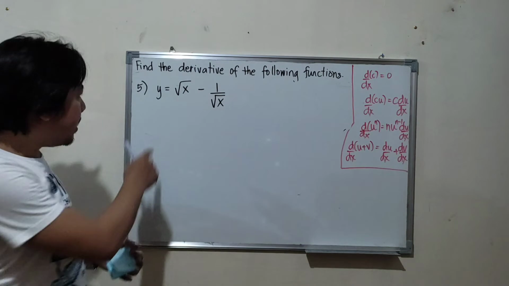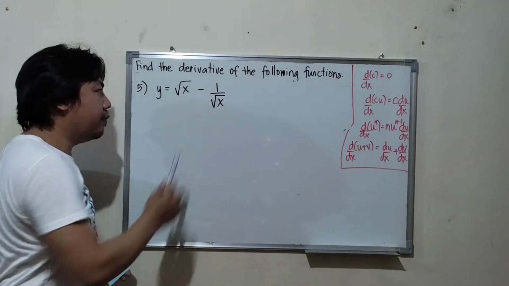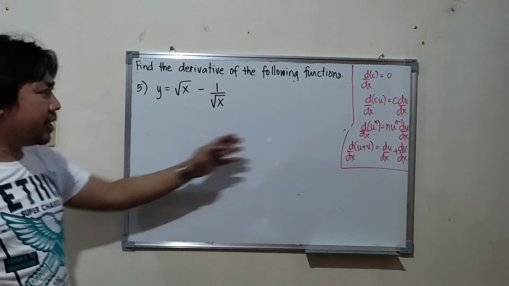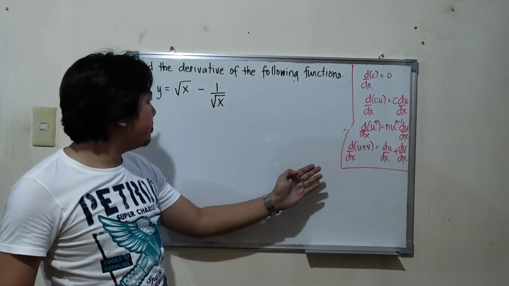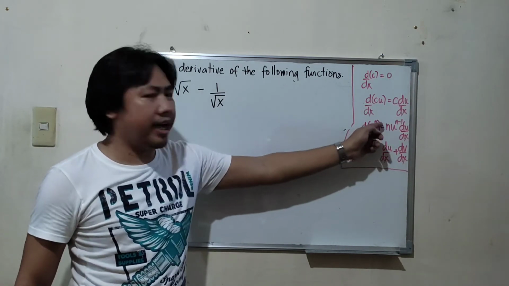Okay, so another example, number 5. Y equals square root of x minus 1 over square root of x. So again, hindi pa natin pwedeng gamitin ng mga formulas natin. Kailangan naka-express muna siya as u to the n.